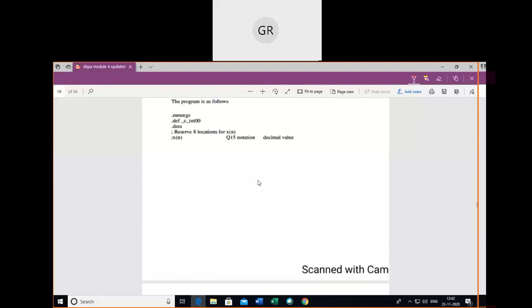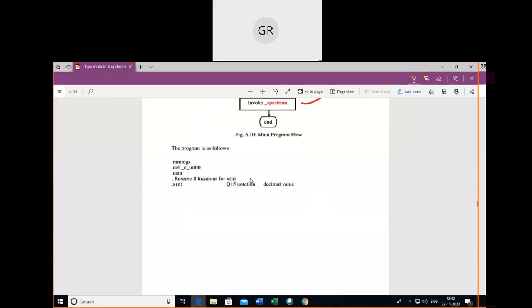First here we'll discuss the clear program. Before that we can initialize some memory locations. See here .mmregs, the memory mapped registers. Okay, .def _c_int00.